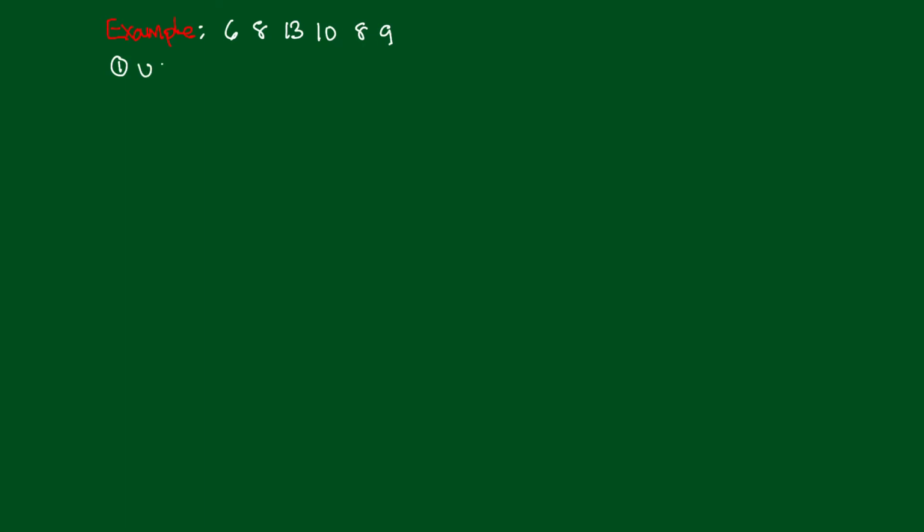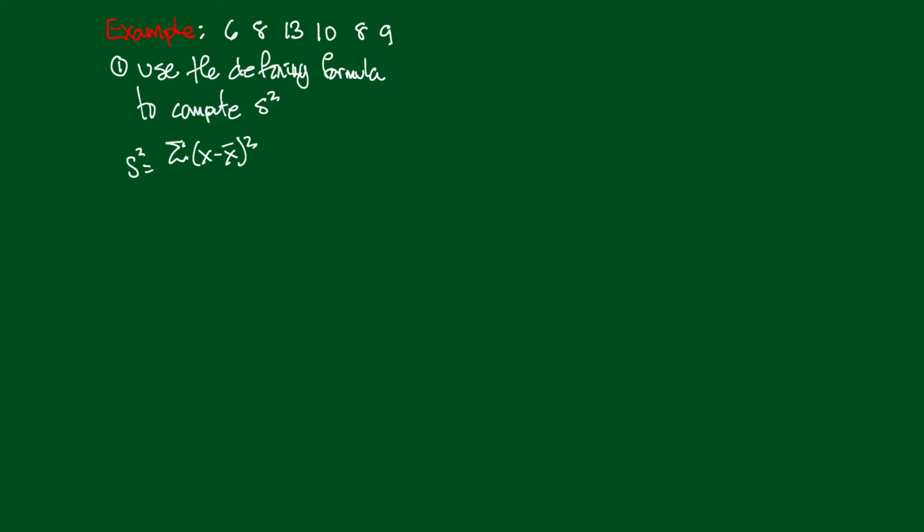Okay, so the first one, what I'm going to do is this. Use the defining formula to compute s squared. All right, so this is the defining formula. So I'll write that formula. It's this. S squared is equal to, add up these things and divide by n minus 1.